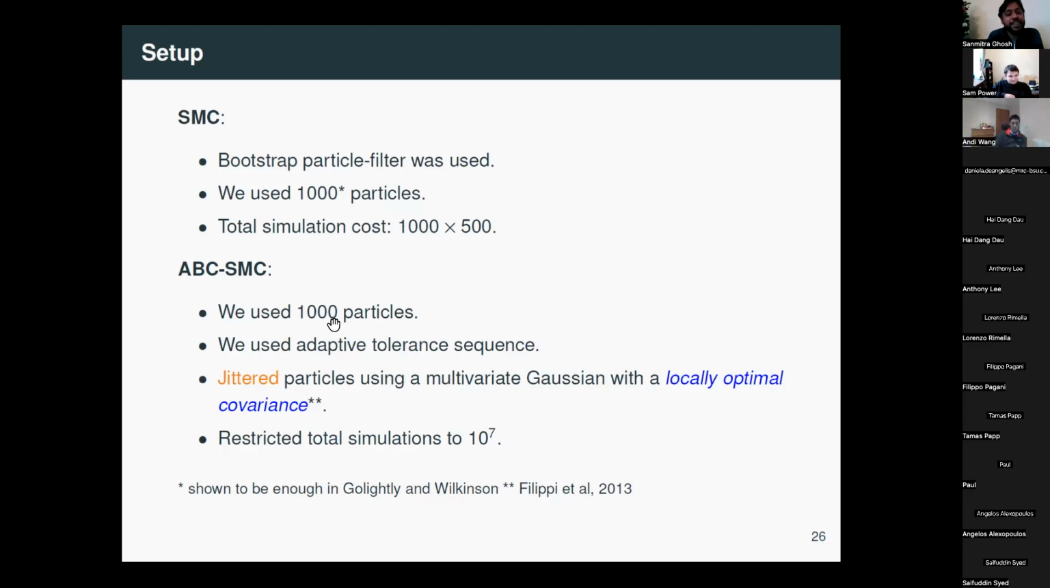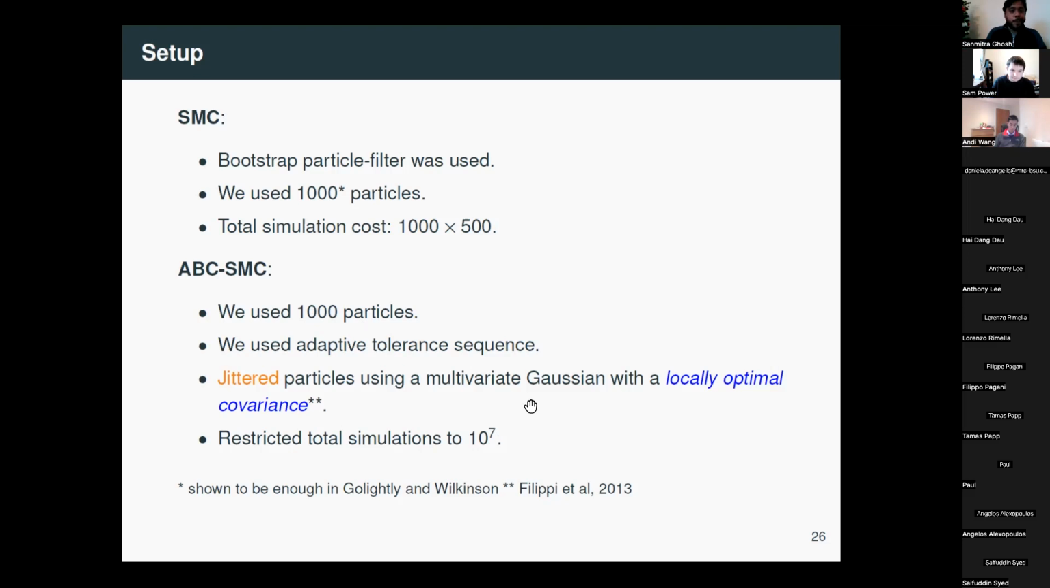And for the ABC SMC, again to be as consistent as possible, I used 1,000 particles, an adaptive tolerance sequence, which is very popular in the ABC literature, and what is called the locally optimal covariance to jitter the theta particles within SMC. And I restricted the total simulations to 10 million. I think that this is something I've seen in the earlier NLFI paper. I can wait till infinity, I can use more, but I think 10 million simulations is good enough, right?